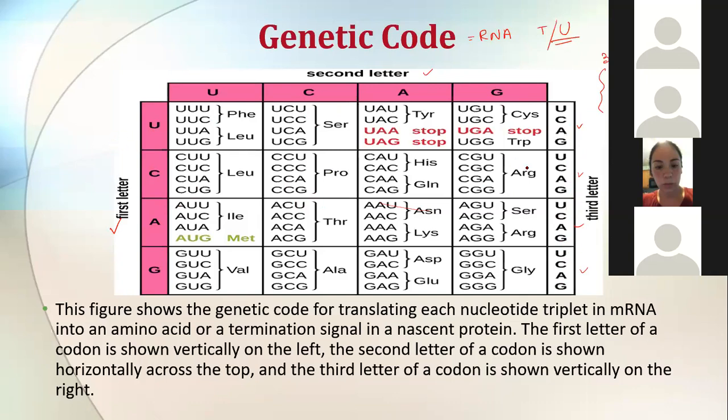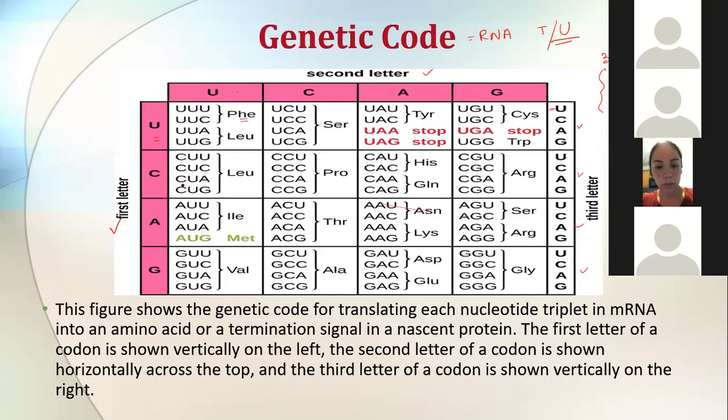Now, how are you going to read it? Let's say our codon is UUU. This is our first base, this is our second base, this is our third base. The first base, U, so our spot is over here. Second, U. And third base, U. So this one and this one. So 3 U's together make phenylalanine.